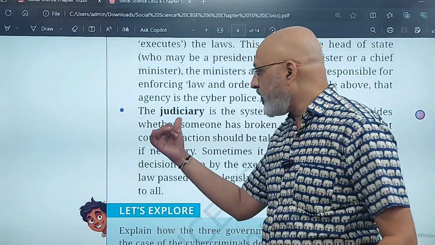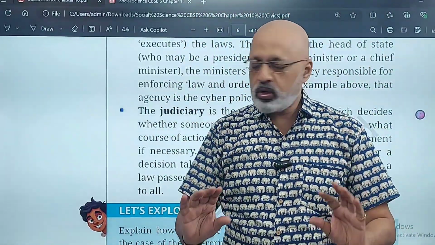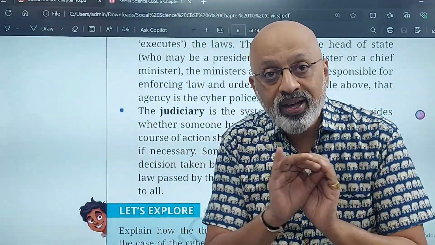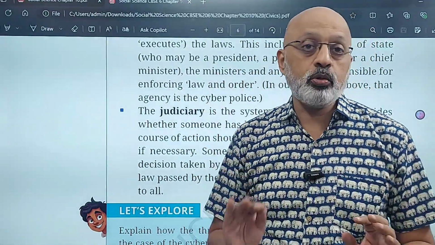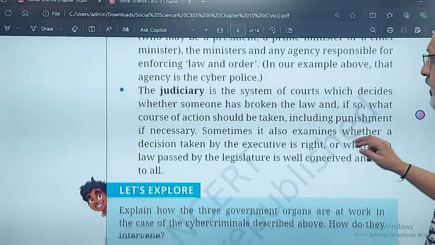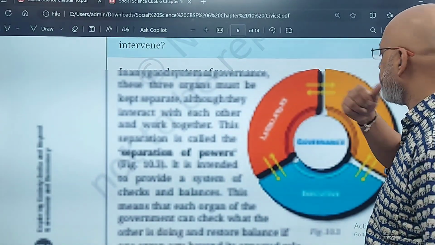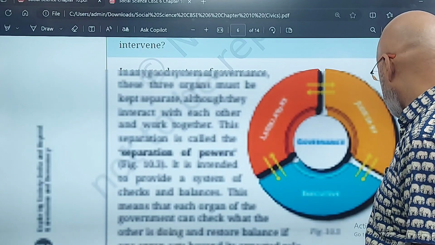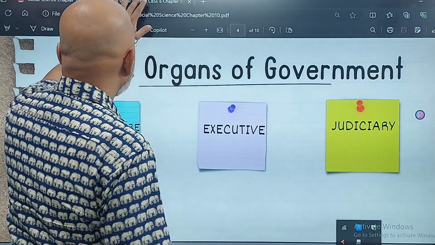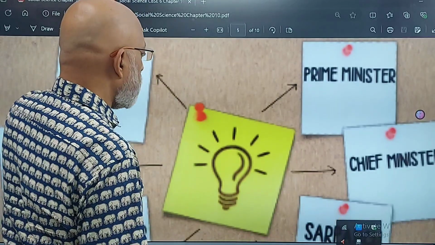So legislature, executive and judiciary are the three organs of government with very clearly defined roles. What those three will do has been made clear in the Indian Constitution, under the Constitution of India. Okay, so this is what the judiciary does. So that is done. Now, this is what I wanted to explain to you.